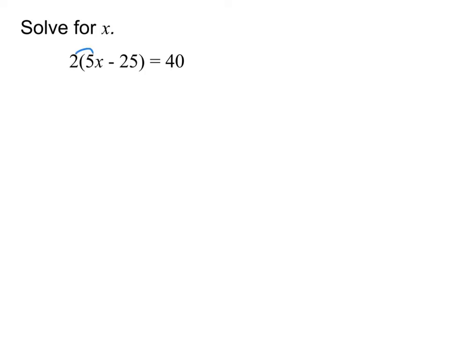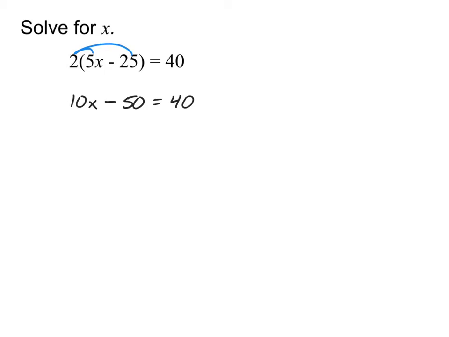So in this case, I'm going to be multiplying the 2 into the parentheses. Now 2 times 5 is 10, therefore 2 times 5x is 10x. And then the minus stays a minus, and 2 times 25 is 50. And then that still equals 40, because remember the 40 is on the other side. The 40 is not in the parentheses where it's going to get multiplied. It's sitting over there all by its lonesome self, and so it just stays exactly as it was.